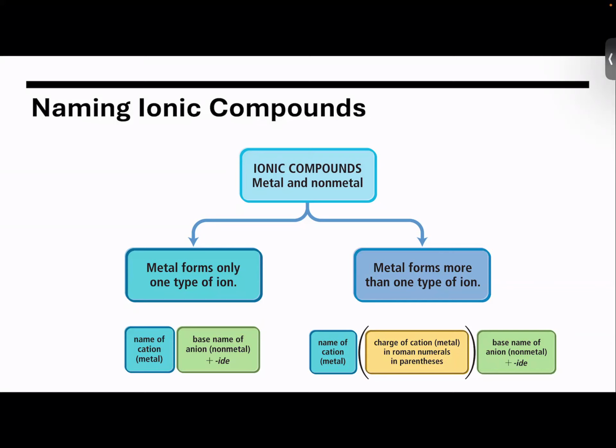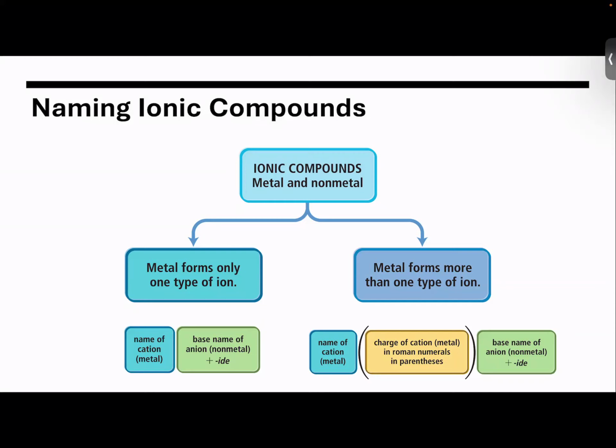Zinc and cadmium, which only form a +2. And aluminum, gallium, and indium, which only form a +3. Those are the metals that you have to know the charges of. All other metals, we are going to assume that they can form more than one type of ion.